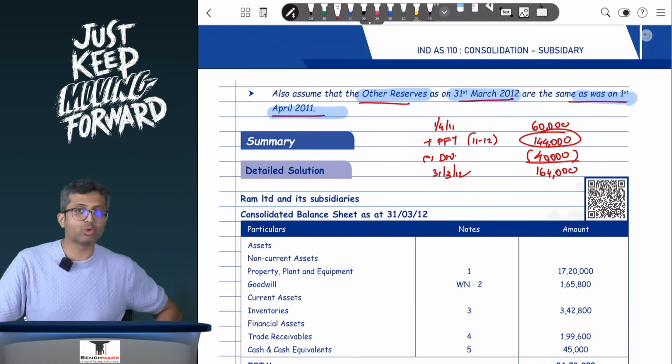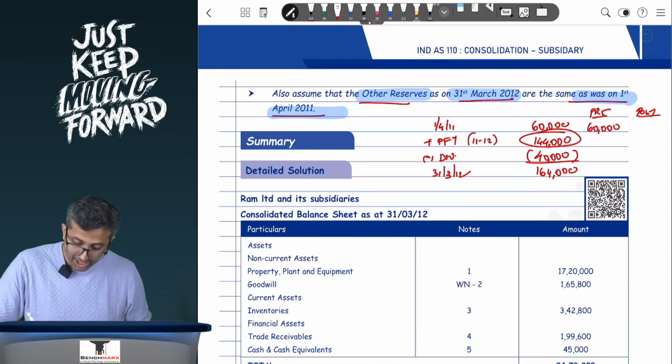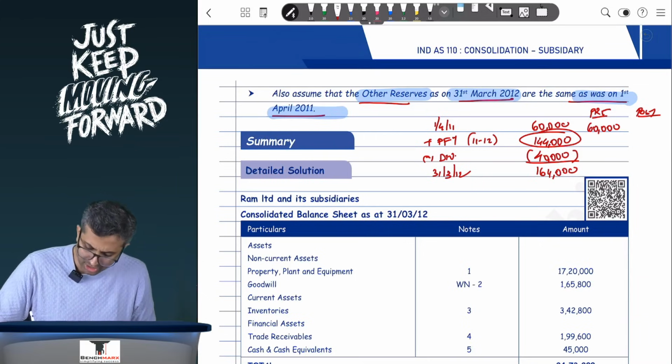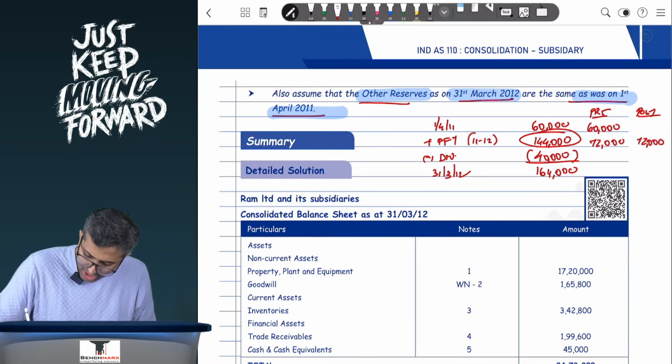Now I will have to allocate this between pre and post. If I look at pre, these are profits which are earned on or before 1st October 2011. This 60,000 is entirely earned on or before 1st October 11, so it is fully pre. But this 1,44,000 we can assume is accruing throughout the year, and hence we can say 72,000, that is for the 6 months, will be pre, and another 72,000, which is for the next 6 months, will be post.